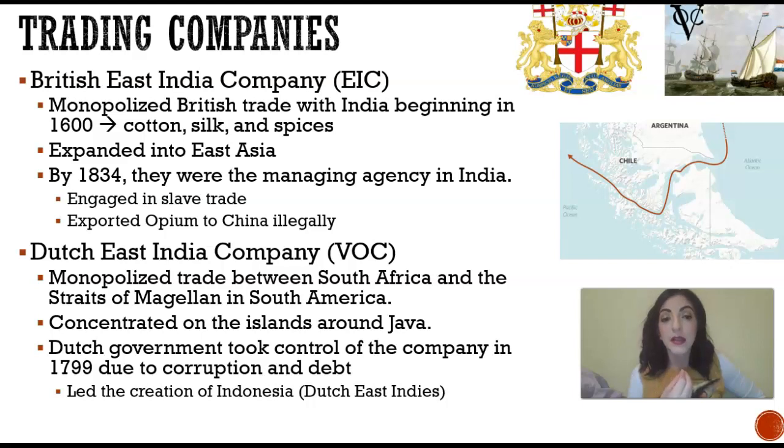They monopolized British trade with India beginning in the 1600s, which began with cotton, silk, and spices. They expanded into East Asia. By 1834, they were the managing agency in India, and then we know at some point they're eventually going to take over the entire country. They did engage in slave trade, and they will begin to export opium to China illegally. I'll go further into that later, but remember, opium is a drug, and it is illegal, so they're going to engage in some criminal activity.